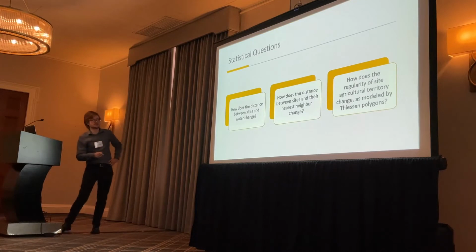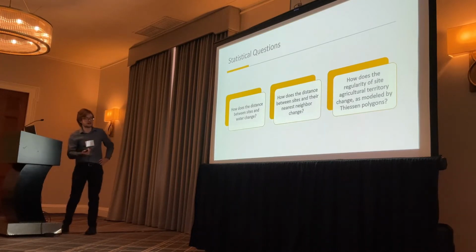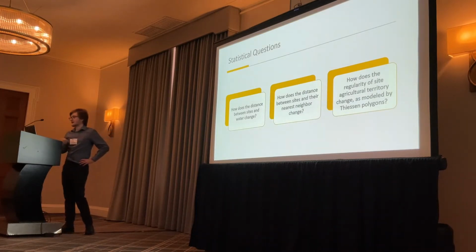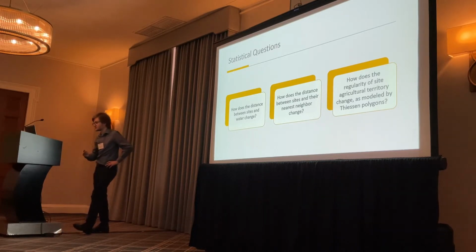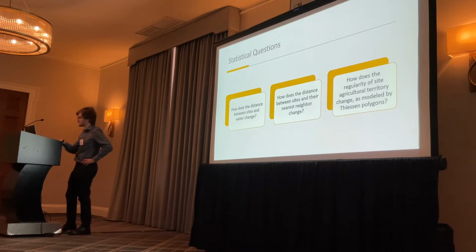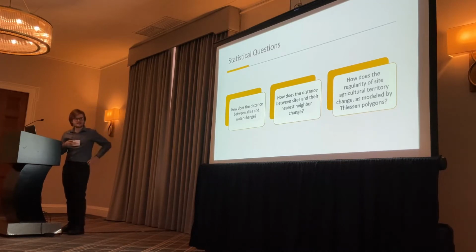So the basic questions then that we can actually apply statistics to, stepping back from the higher interpretive ones, are: how does the distance between sites and water change? How does the distance between sites and their nearest neighbor change? And how does the regularity of site agricultural territory change as modeled here using the Thiessen polygons?